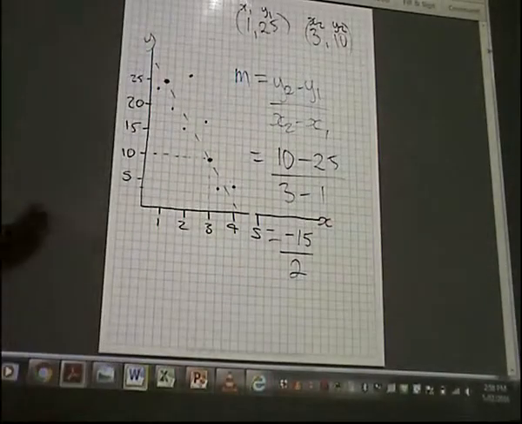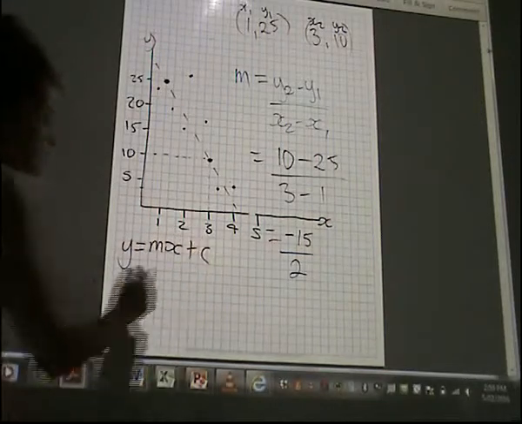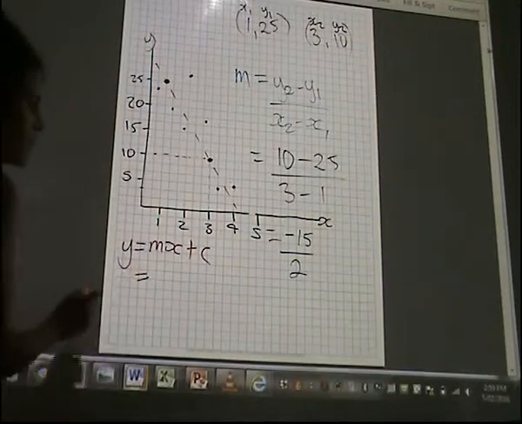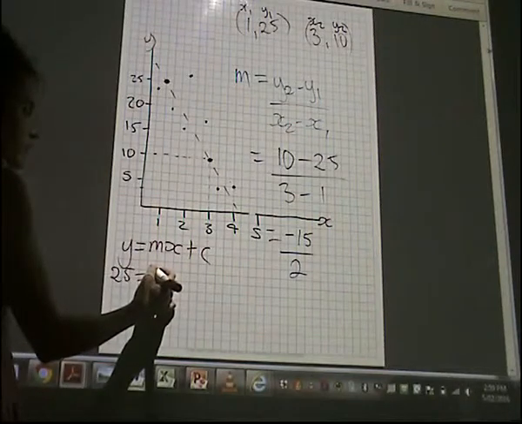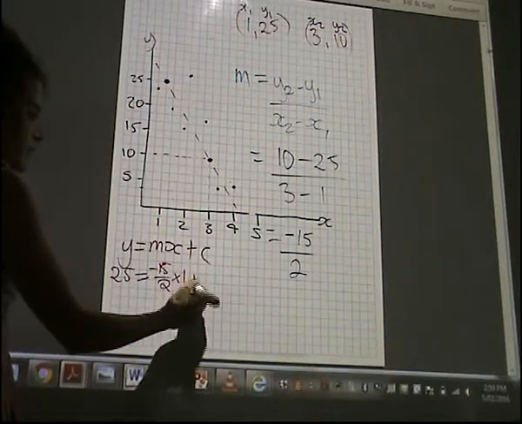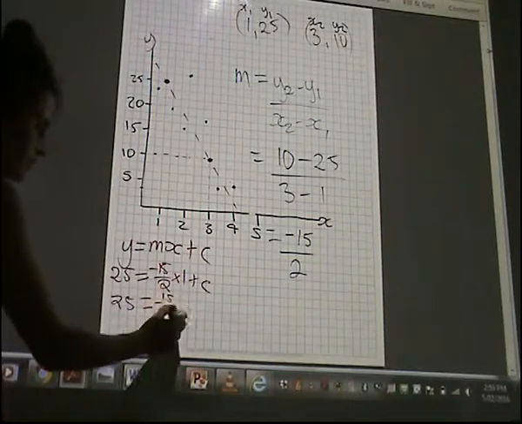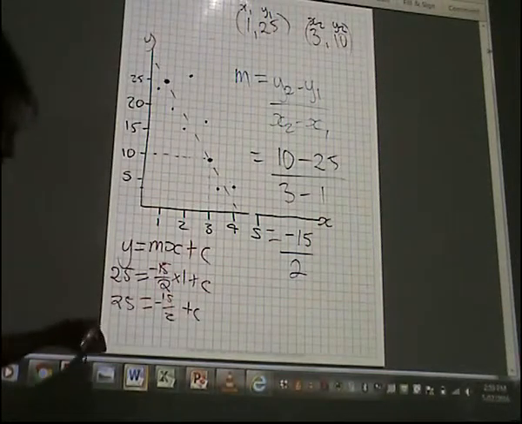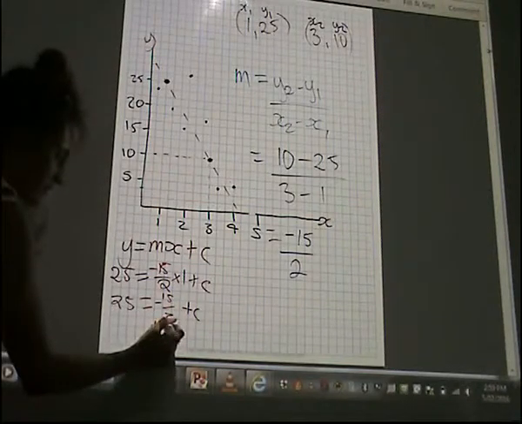How would we find C? Yep. Subbing all the things. M and X and Y. Yep. 25. 1. Negative 15 over 2. And 1. Yep, good. What would I do? Move the 15 over 2. Yep, how would I move it? Plus it on each side. Yep, good, plus, we've got the negative in front.